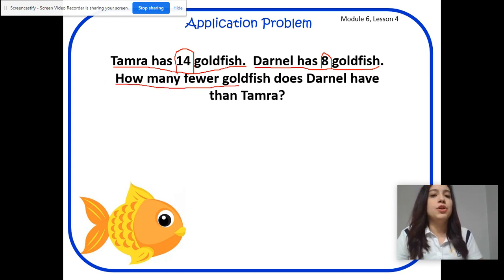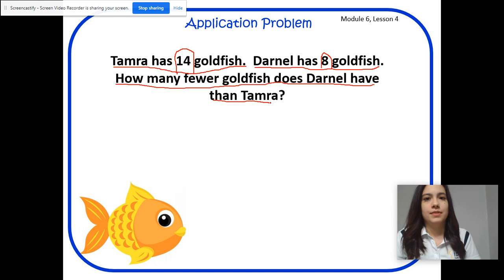How many fewer goldfish does Darnell have than Tamara? So there's an important keyword that tells us that we are going to compare. What keyword is that? Get ready. Yes, fewer. So make sure you circle it because that's a very important keyword that tells us we are going to compare. So first of all, let's use the strategies we've used before, right?